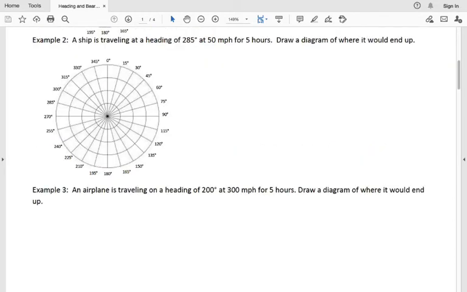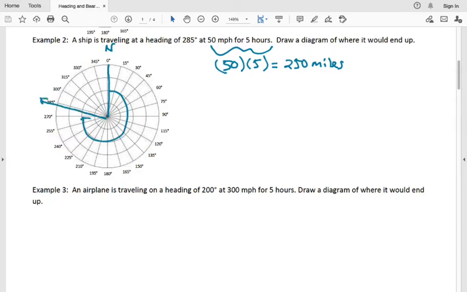Okay, on the next example, we have a ship that's traveling at a heading of 285 degrees at 50 miles per hour for 5 hours. So if you're going to go 50 miles per hour for 5 hours, you're going to travel 250 miles. So we're going to draw a diagram of that. This is our north axis. From that north axis, we're going to go in the clockwise direction to 285 degrees. So this right here is our actual path, and we're going to mark on here that we've traveled 250 miles.